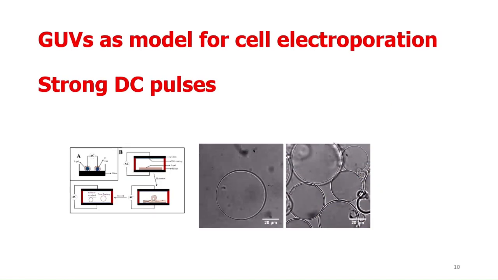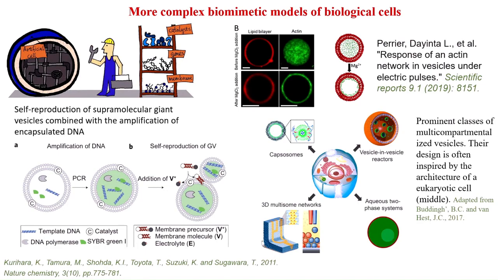Okay. So in my group we look at giant vesicles as models for understanding cell electroporation, and we make giant vesicles by the electroformation method, and I think most of you know about it. In this community, they are trying to develop giant vesicles as biomimetic objects for biological cells.